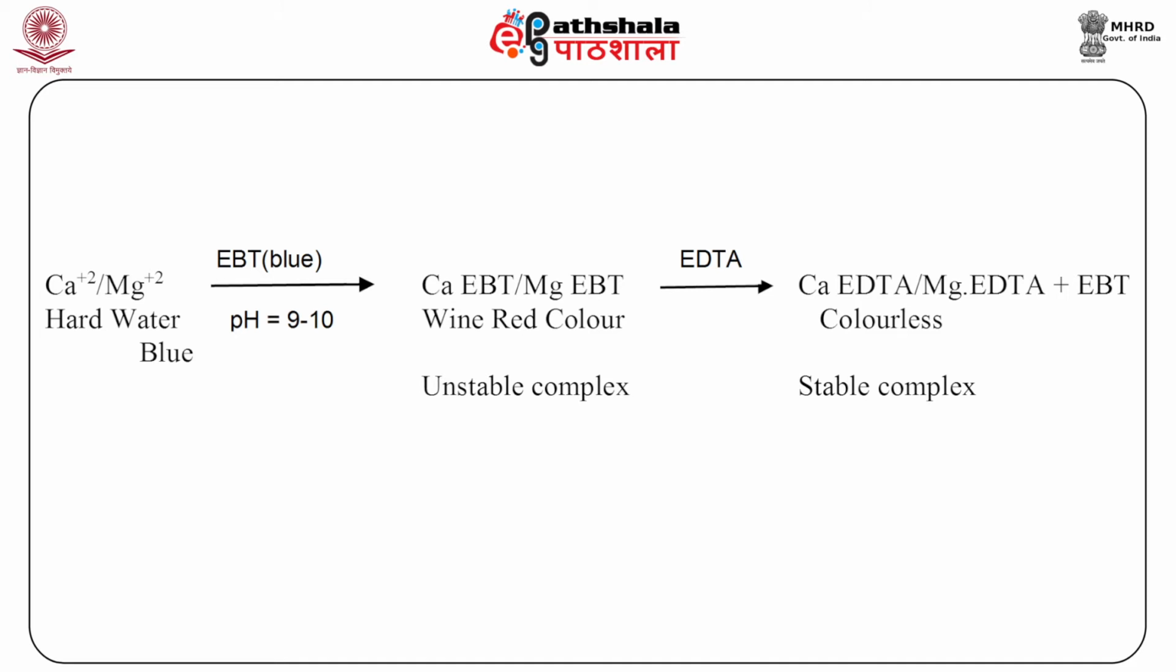Calcium ion is estimated selectively at very high pH, at highly alkaline medium, that is pH 12 to 13, and Mg2+ gets precipitated as magnesium hydroxide in the presence of calcon indicator. The change in color is then from pink to blue.